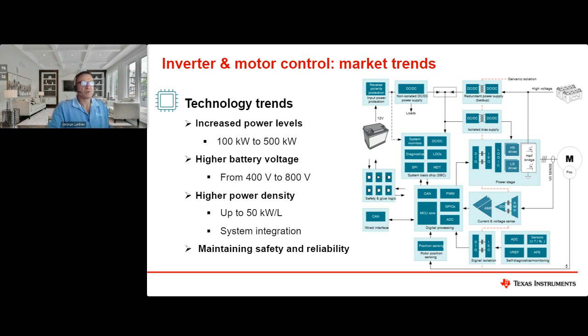What you see here on the block diagram is essentially a traction inverter application showing the main blocks, and here's where our gate drivers come into play: high side and low side driver powering a half bridge. For a 3-phase motor, you would have 3 of these. For a 6-phase motor, obviously 6 of these, and therefore 12 gate drivers.